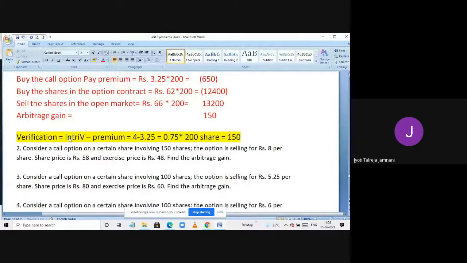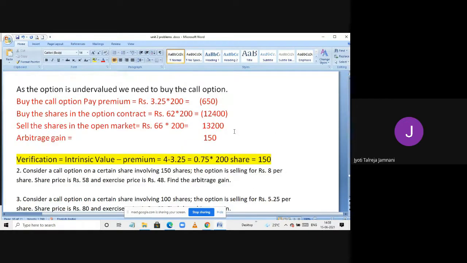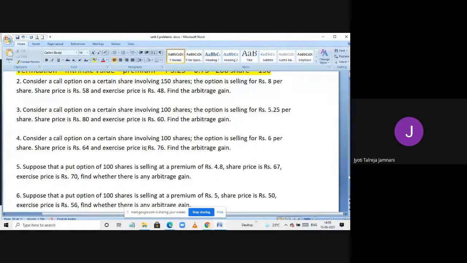Intrinsic value minus premium you should do. So 4 rupees was the intrinsic value minus 3.25 premium. You get 0.75, and there are 200 shares, so into 200, 150 should be the final arbitrage gain. When you solve, just check you have got the arbitrage gain as 150. So this is matching with your verification. That means what you have done is correct and you have not missed out any step. Is that fine? Yes, ma'am. Okay. Let's do the next problem. This is the second problem.